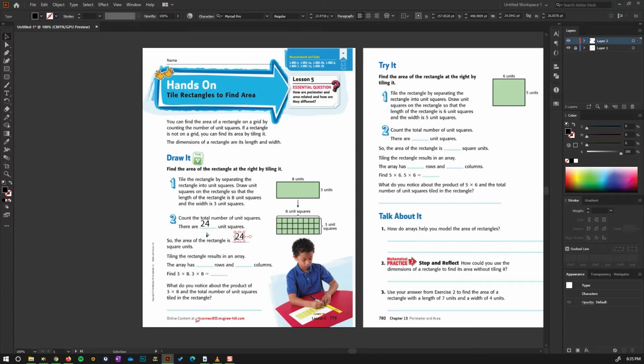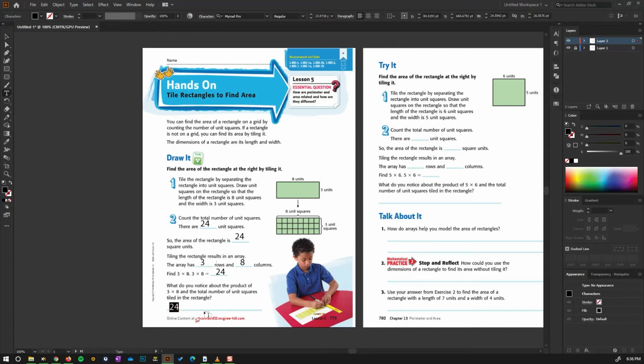The array has 3 rows and 8 columns. That means, as a result, we can use 3 times 8 to find the tiles inside the array. 3 times 8 equals 24. So what do you notice about the product of 3 times 8 and the total number of unit squares tiled in the rectangle?